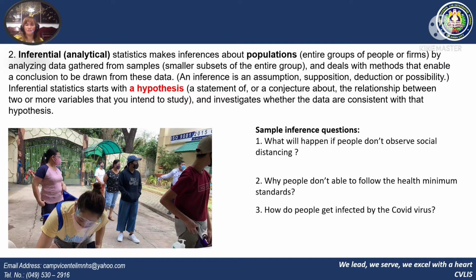Okay, so for the sample inference questions, we have: what will happen if people don't observe social distancing? Second, why are people not able to follow the health minimum standards? And third, how do people get infected by the COVID virus?